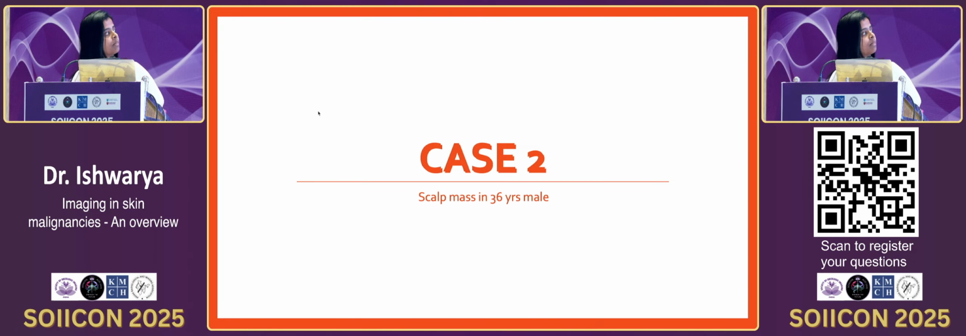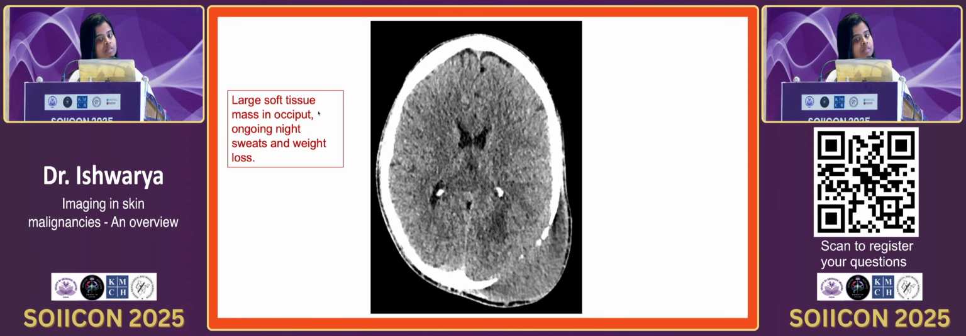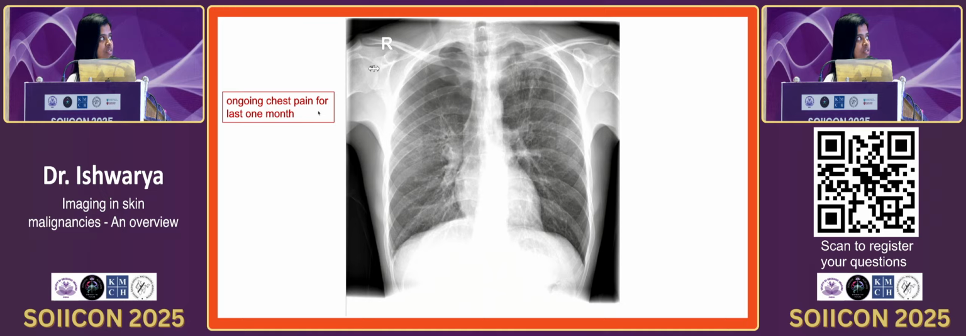And this is another companion case. A 36-year-old male comes with a scalp mass, and they did a CT, which shows this large soft tissue mass in the occiput region, an aggressive one with infiltration into the dura, and also a history of night sweats and weight loss. Before doing a biopsy, we also had a chance to look at the chest X-ray, which was done 2 days before for another complaint of ongoing chest pain for the last 1 month. Can anyone spot anything on this chest X-ray?